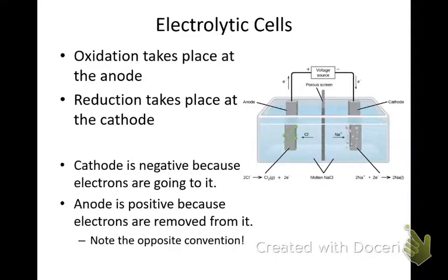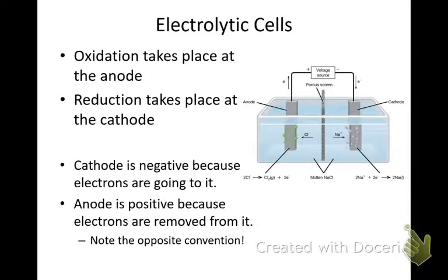Okay, so reviewing that, oxidation still takes place at the anode and reduction still takes place at the cathode. However, the cathode is negative because now the electrons from the voltage source, which is either an electrical outlet, the grid, or a battery, are migrating toward the cathode in order to help with reduction. And likewise, the anode is positive now because electrons are being removed from it. So this is an opposite convention compared to the galvanic cells.